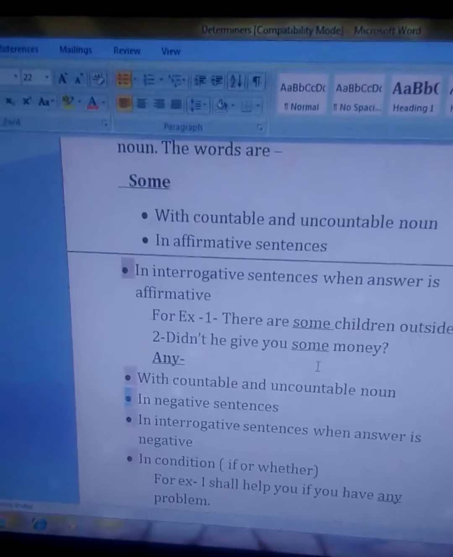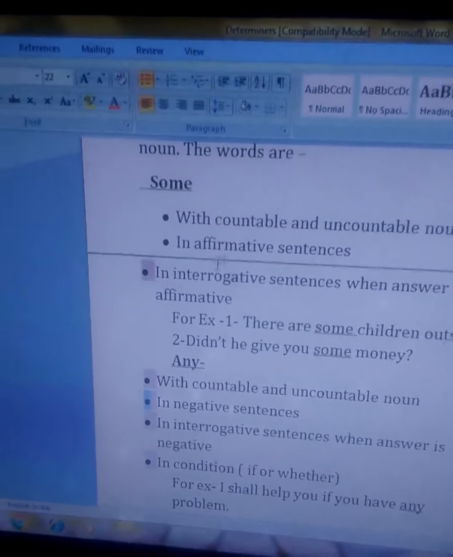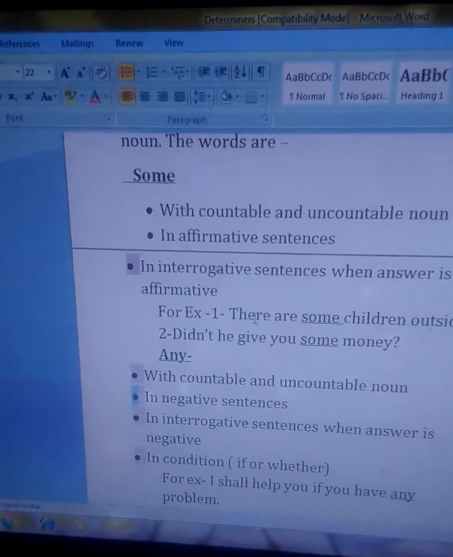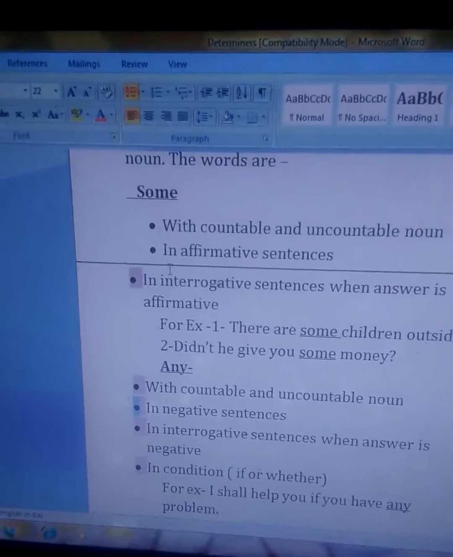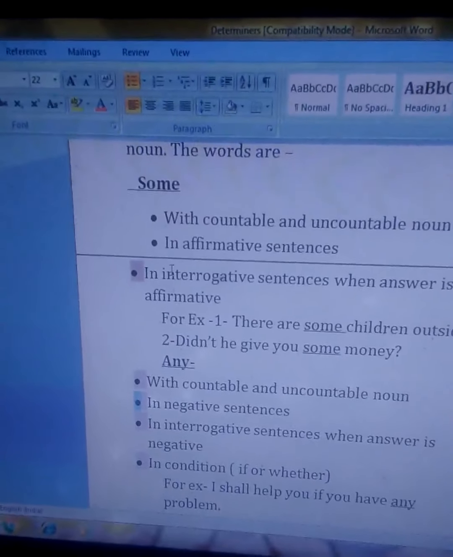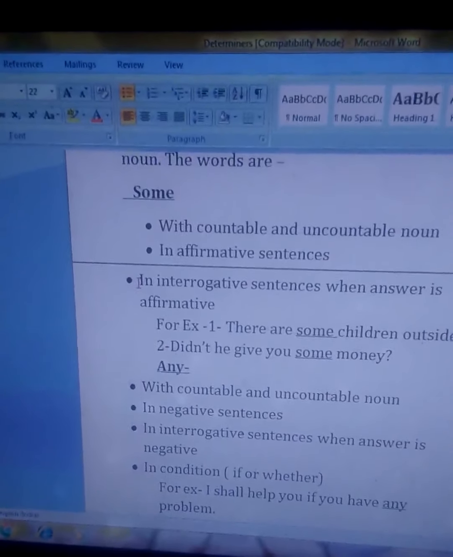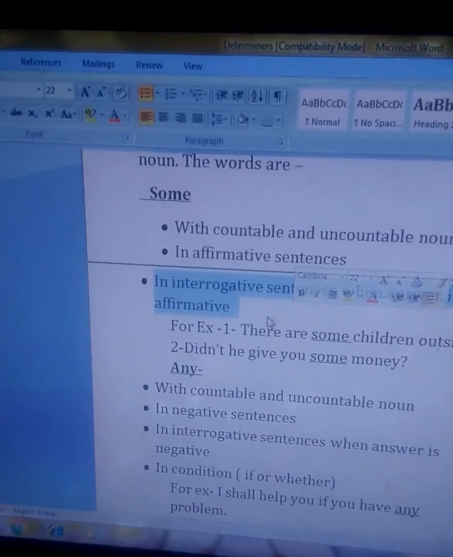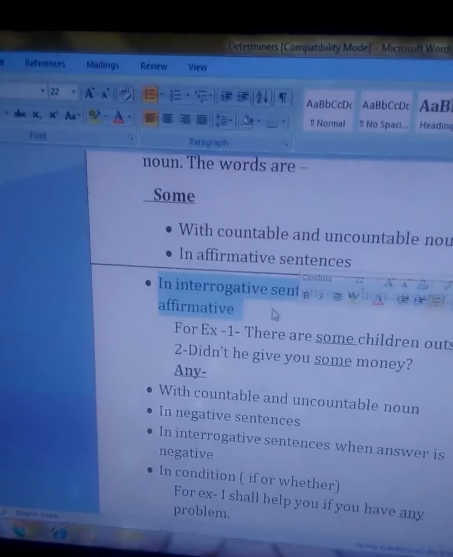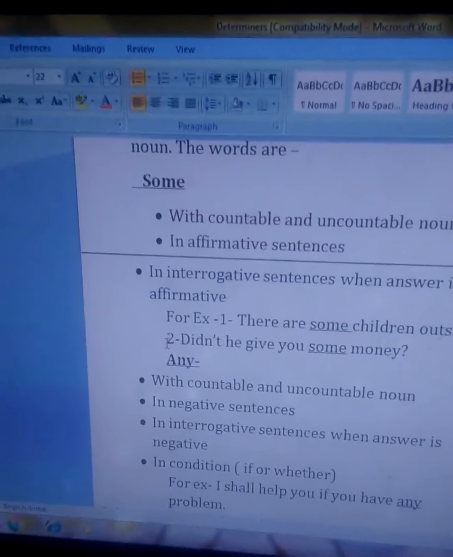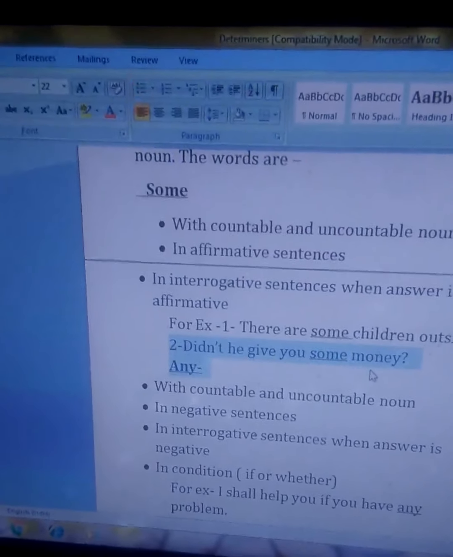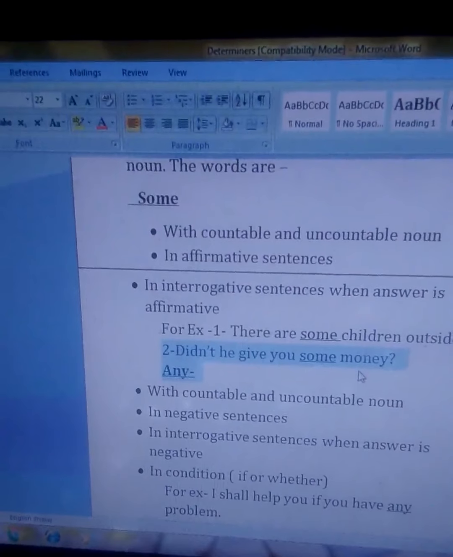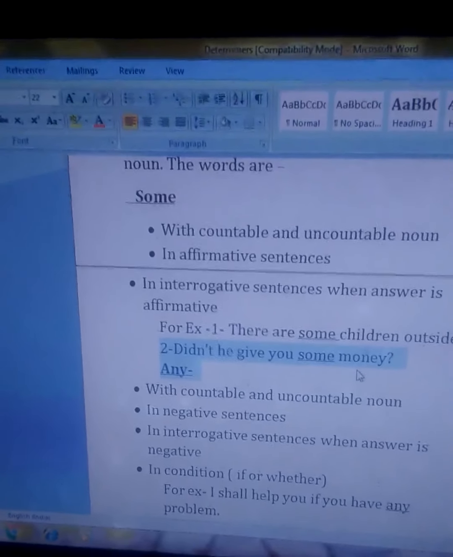If there is a negative sentence, we use any. If there is an affirmative sentence, we use some. Some is also used in an interrogative sentence when the answer is affirmative. For example, didn't he give you some money? There is a didn't here, so the answer will be positive, so we have used some here.